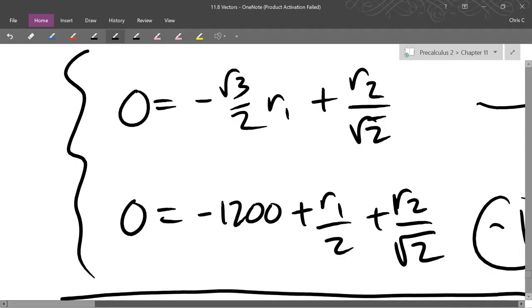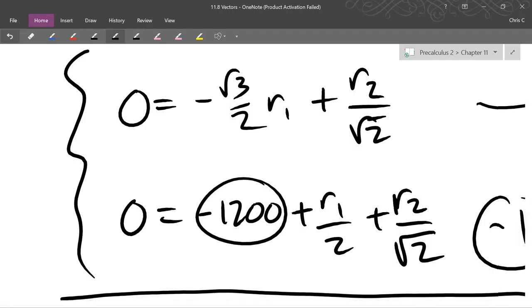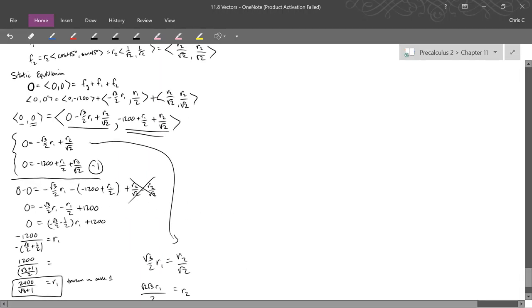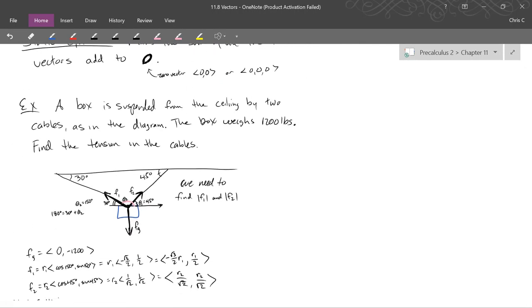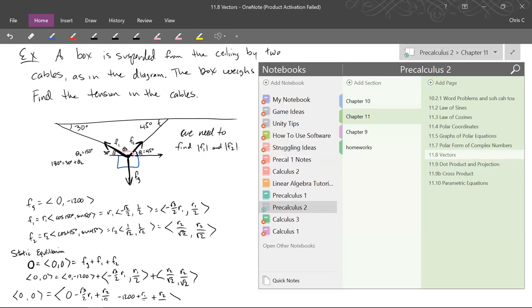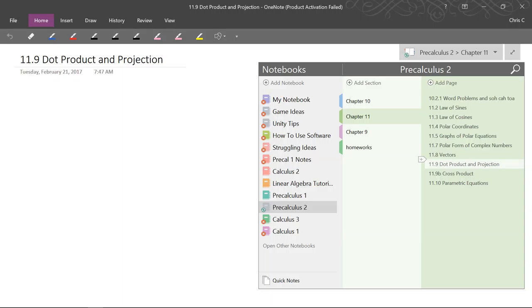So if it weighs more, that number just changes, basically. If the angles change, it changes everything. But if all you do is increase the weight or decrease the weight, that 1200 changes. So that is the end of 11.8. Now we're going to get into 11.9.